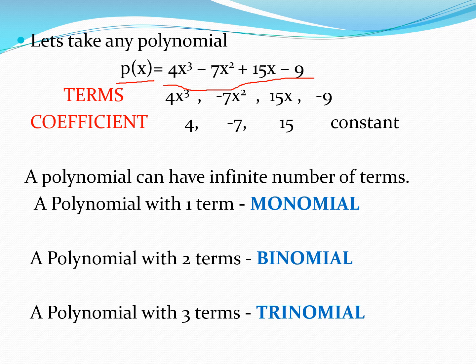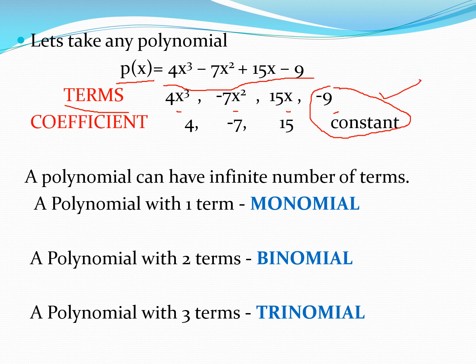Now, as the algebraic expressions, polynomials are also made up of terms. If we see this polynomial, total number of terms are 4. So, the terms in this polynomial are 4x cubed, minus 7x square, plus 15x, and minus 9. The term without any variable is called constant. So total number of terms in this given polynomial is 4.